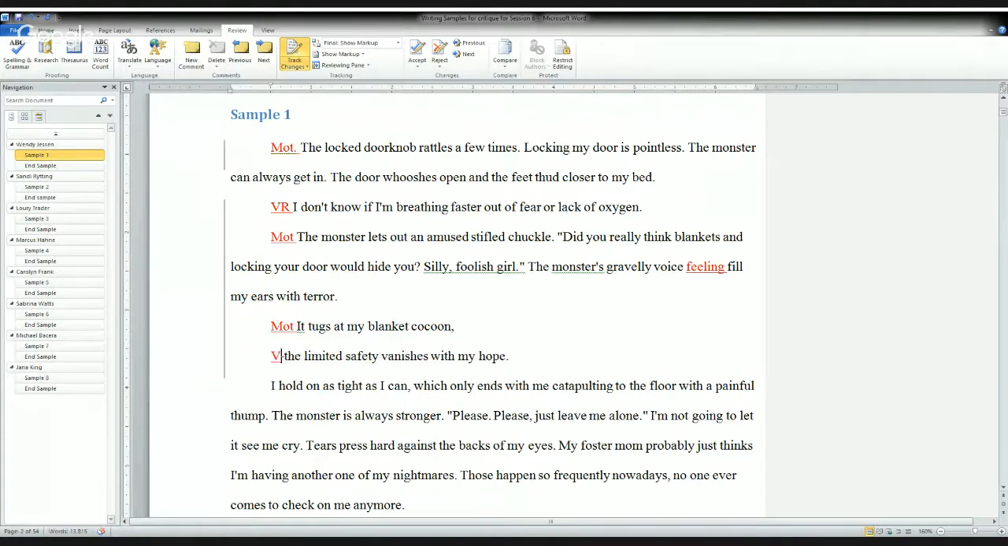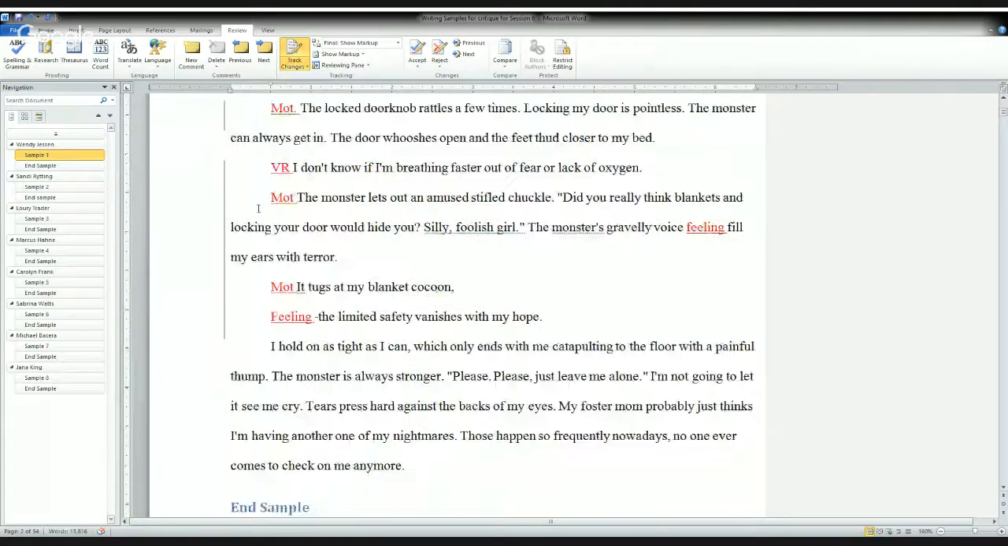This needs to be here. Yeah, that's reaction there. The limited safety. So what reaction would you say that? The limited safety vanishes with my hope. Feeling, I would say that's again feeling. Analysis. Yeah, I would still say that. I personally would say that's a feeling, but whatever. I hold on as tightly as I can.